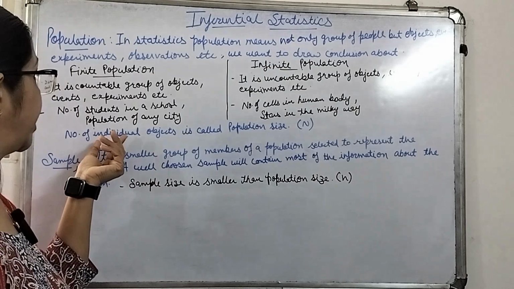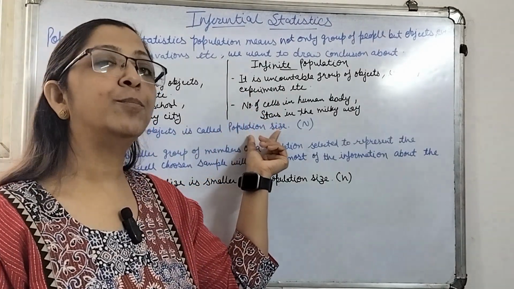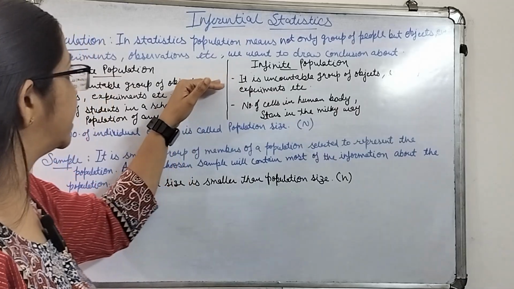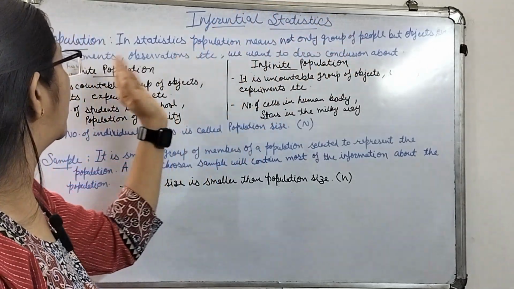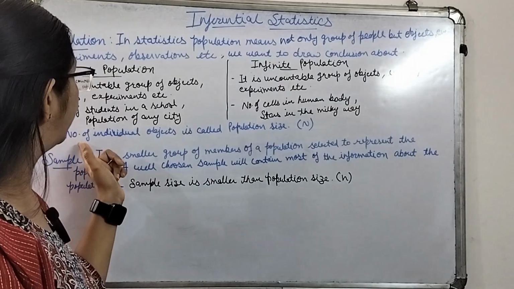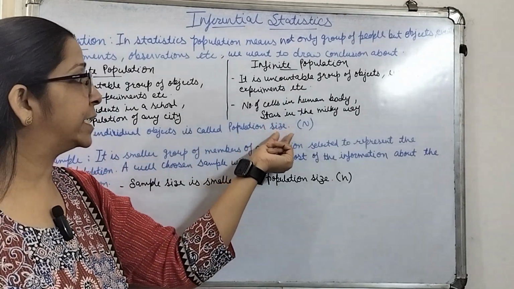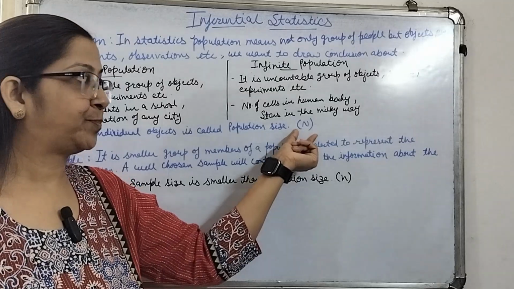The number of individual objects in your population is your population size. How many objects are there, how many events, experiments, observations, or people are there. That number of individual objects is your population size, and it is generally denoted by capital N.